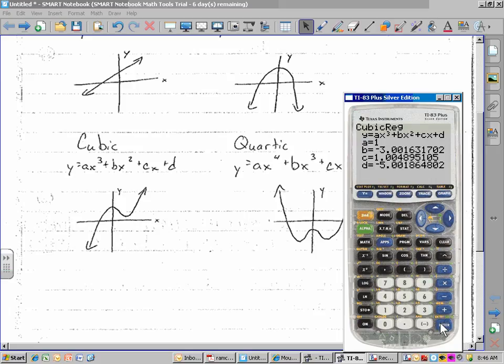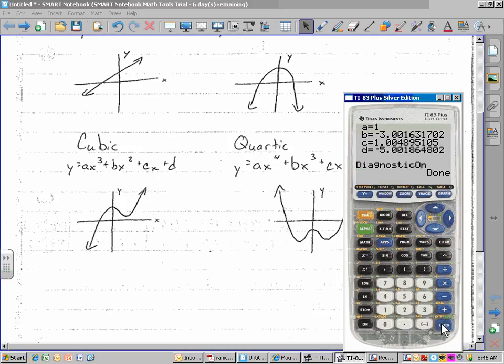And it tells us our A, B, C, and D, just as you see right here in our cubic. Okay, so we can write that down. One thing is missing, though. There's usually an R squared. An R squared is called the coefficient of determination. You hit second, 0, the catalog, and you scroll down to diagnostic on. Choose diagnostic on and hit enter.